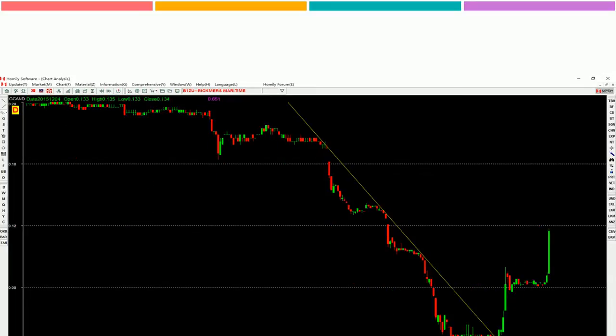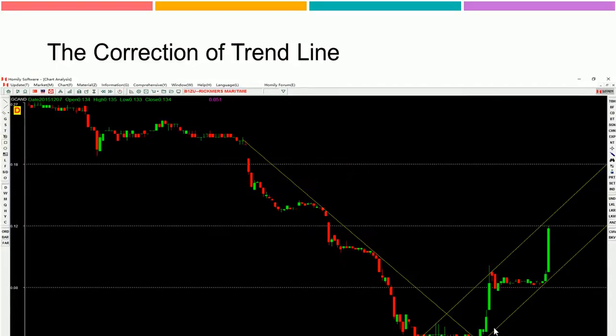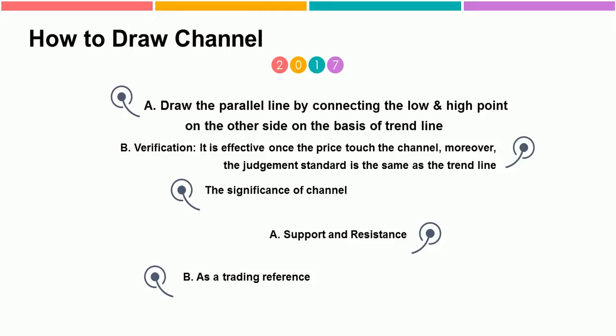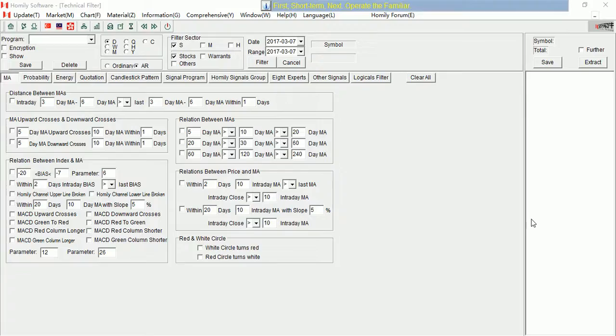Here is the buy point because this is the downtrend line. If you see the price upward breakout, this is the buy point. So here, where is the sell point? If you see the price touch the upward trend line, this is the sell point for short term. Okay. So let's see some stocks.